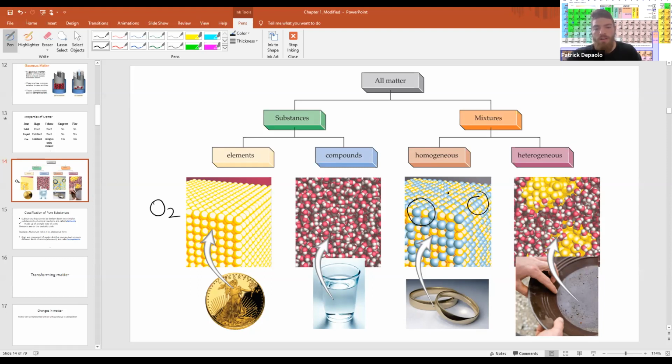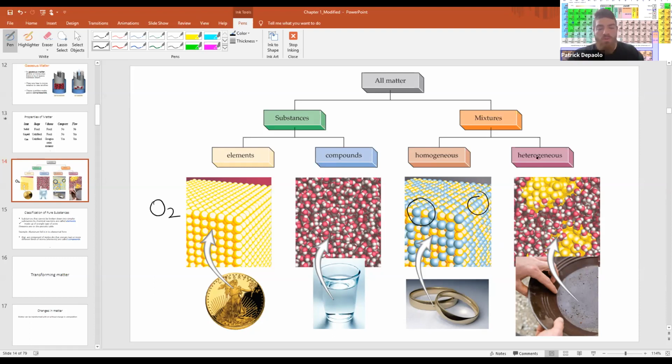So over a normal sample size of grams, even milligrams, picograms, it would still be equal composition throughout. So that's a homogeneous mixture. So things with equal composition throughout. For example, salt water, or sugar water, where the sugar or salt is dissolved in.